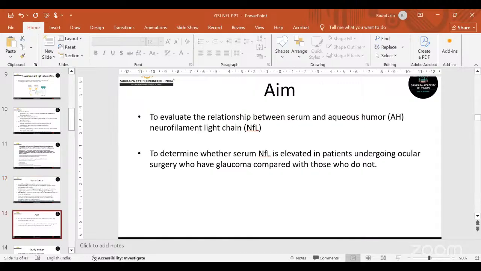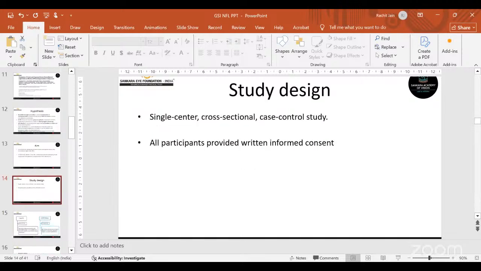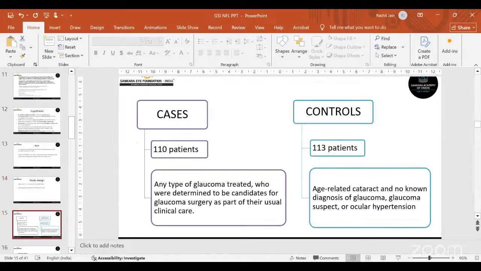So the aim of this study was to evaluate the relationship between serum and aqueous humor NFL, and to determine whether serum NFL is elevated in patients undergoing ocular surgery who have glaucoma compared with those who do not have glaucoma. So it was a single center cross sectional case control study. All the participants provided written informed consent.